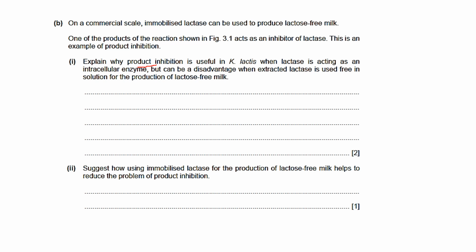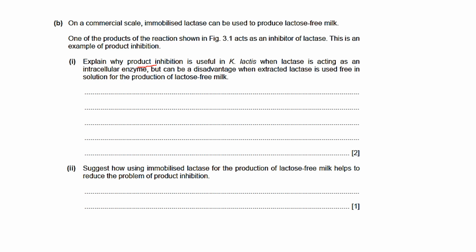The disadvantage when you use it free in solution for producing lactose-free milk is that the enzyme stops working. So it means that you lose productivity of the enzyme in the process because the product starts to bind to the enzyme. So just writing that will give you 2 marks. The second thing here, it says suggest how using immobilized lactase for the production of lactose-free milk helps to reduce the problem of product inhibition.